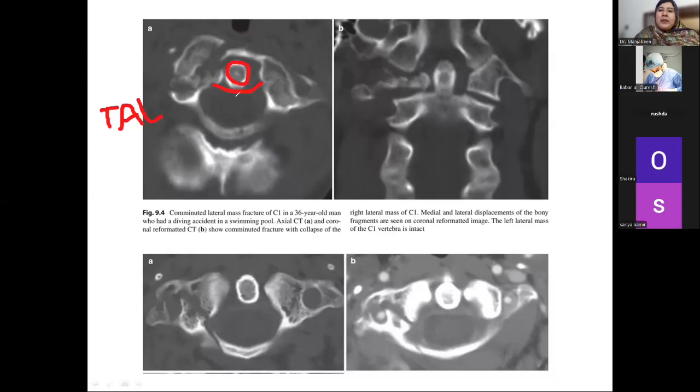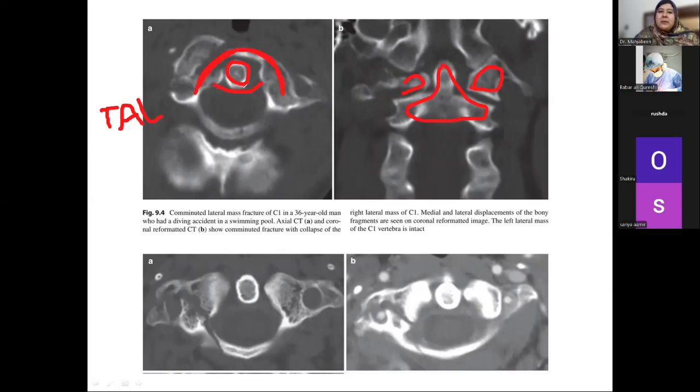It keeps the odontoid in its place. The movement that occurs at this joint between the atlas and the axis, that is C2, is rotatory movement. This is the rotation of the neck, and it is seen at the atlantoaxial joint.